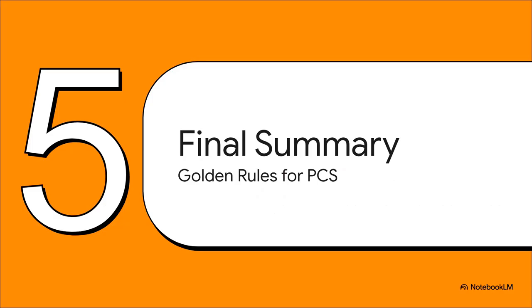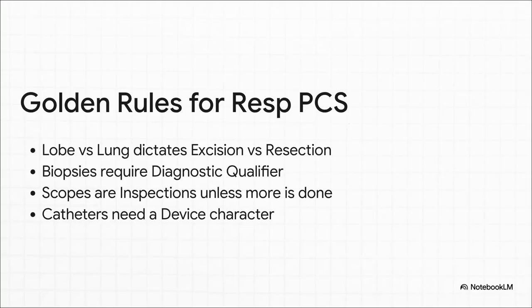Okay, we are in the home stretch. Section 5, final summary. We have covered some incredibly detailed territory today, so let's lock in these 4 golden rules for respiratory PCS coding. 1. Your anatomy dictates excision versus resection. Take out an entire lobe, it's a resection because lobes have their own values. 2. Biopsies aren't just one single root operation. Tissue means excision, fluid means drainage, but they both need that 7th character diagnostic qualifier.